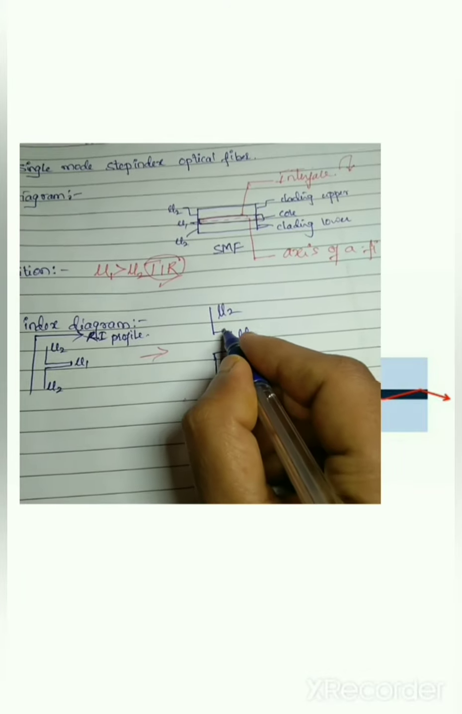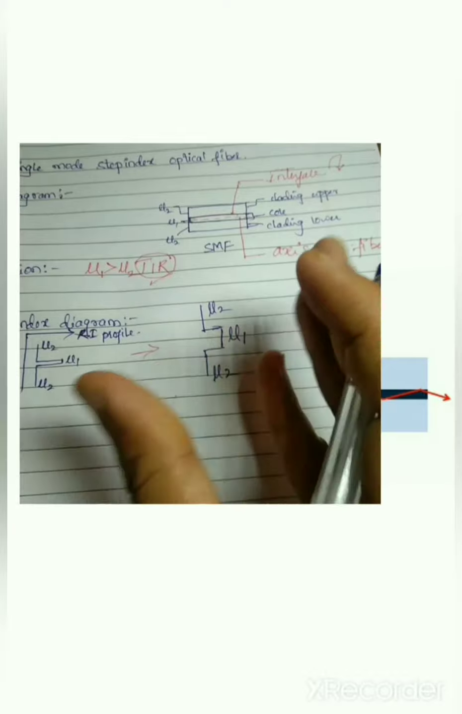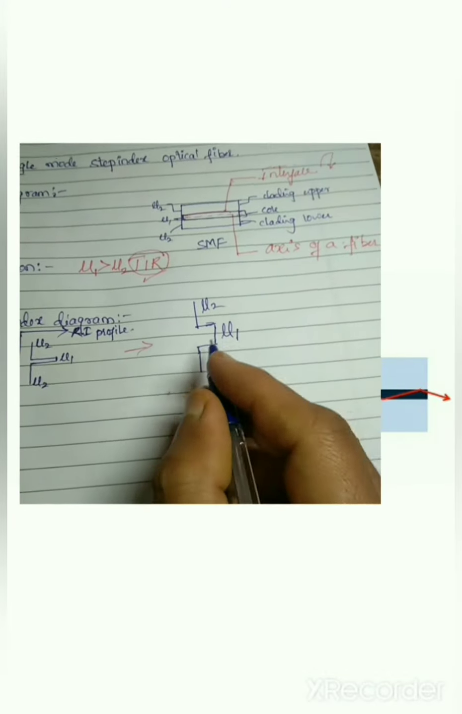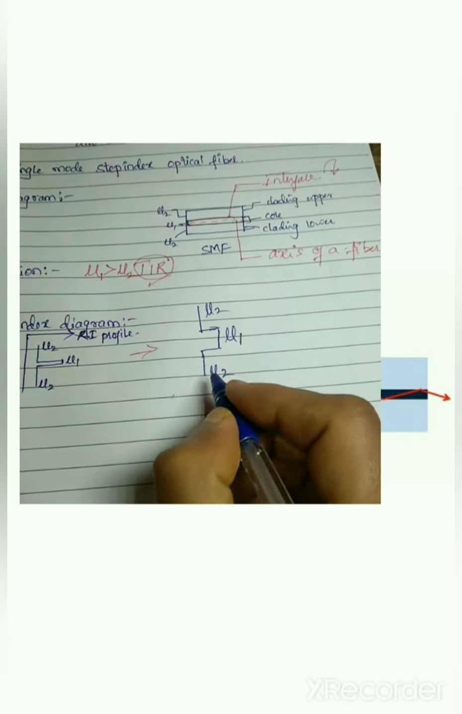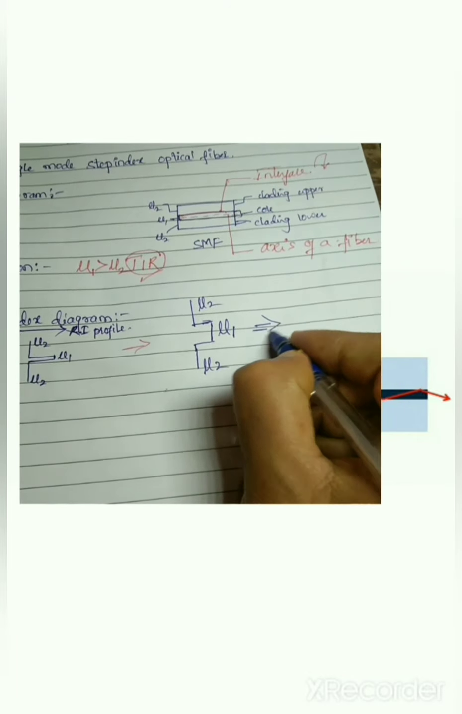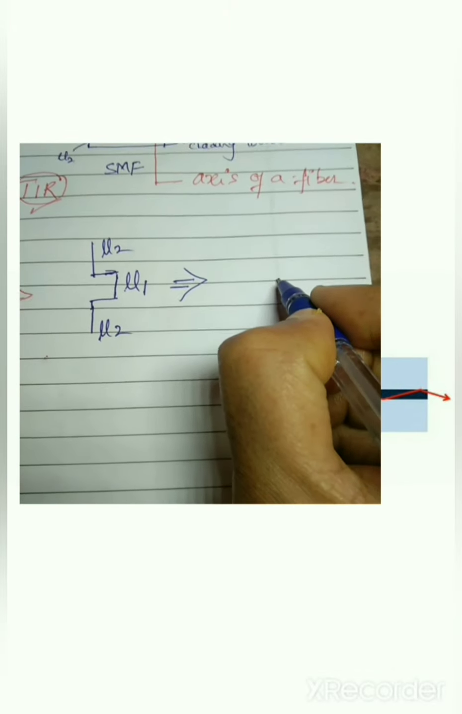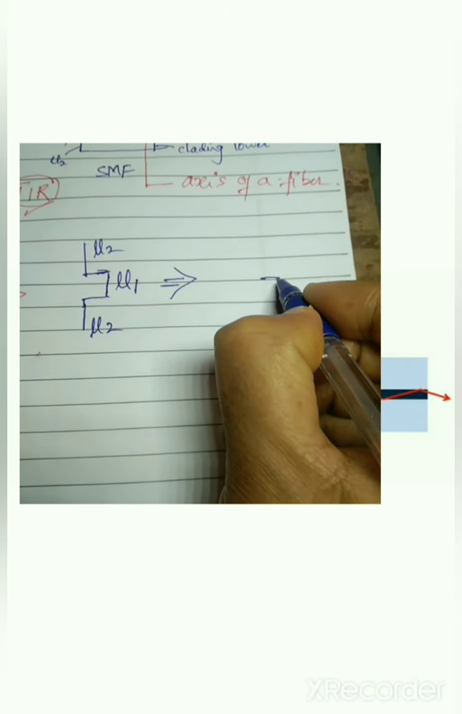Core to cladding. Here I am showing the wider diagram to understand clearly. This is called as what? Step index diagram. Here also, if you are unable to understand, let us understand with the help of a third diagram. See, I am drawing like this.